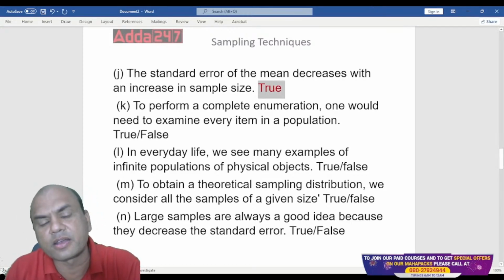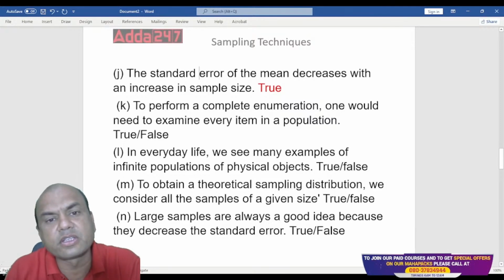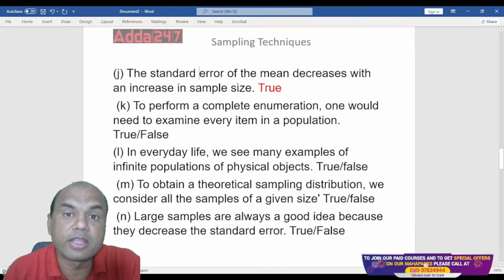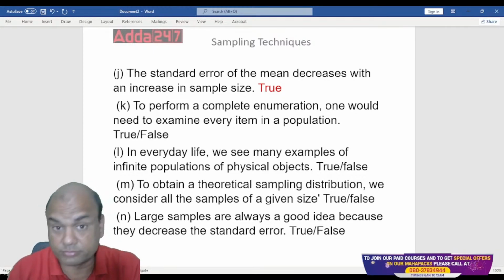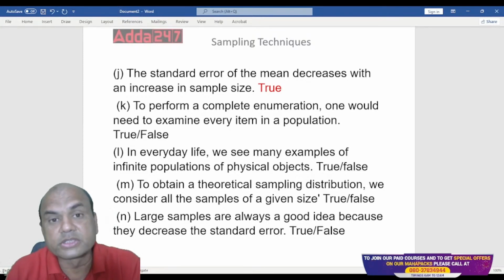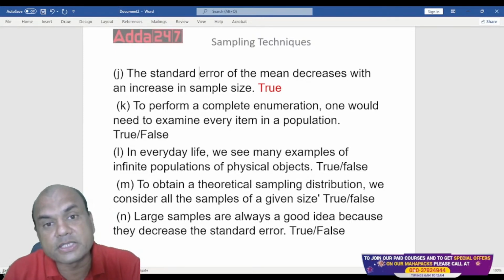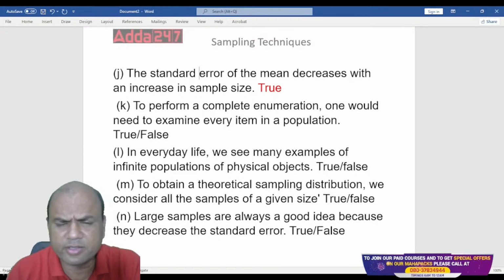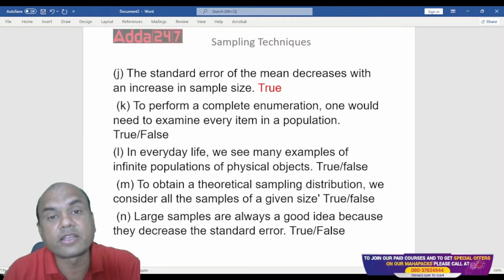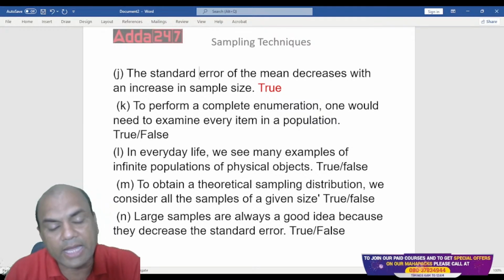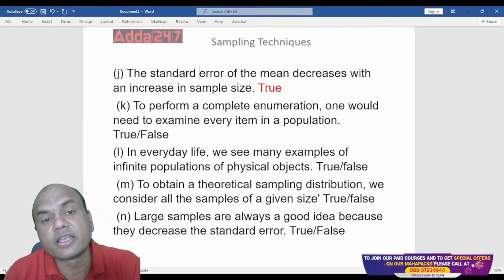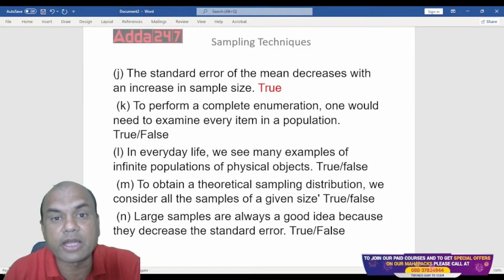What is standard error? Standard error is actually the difference between the population mean and the observed mean. Keep it very simple. So standard error is the difference between the population mean and the observed mean, isn't it? We have that formula z equals 1 upon sigma x bar (standard error) into x bar minus mu, right? That formula gives you x bar and mu. The difference is known as standard error.